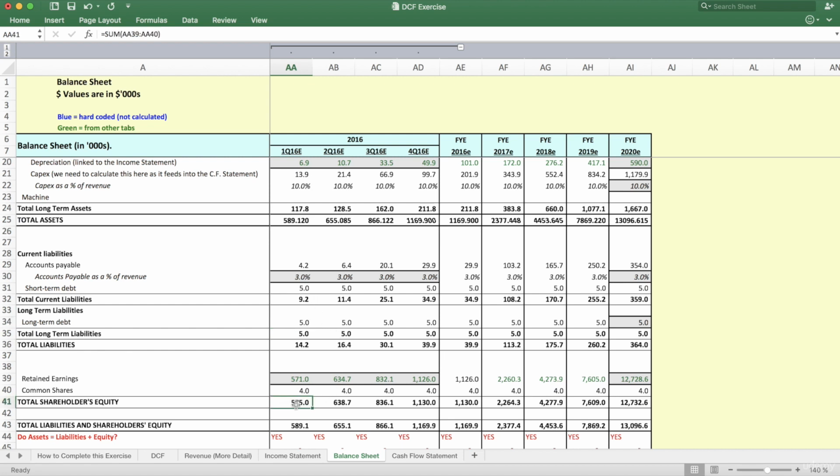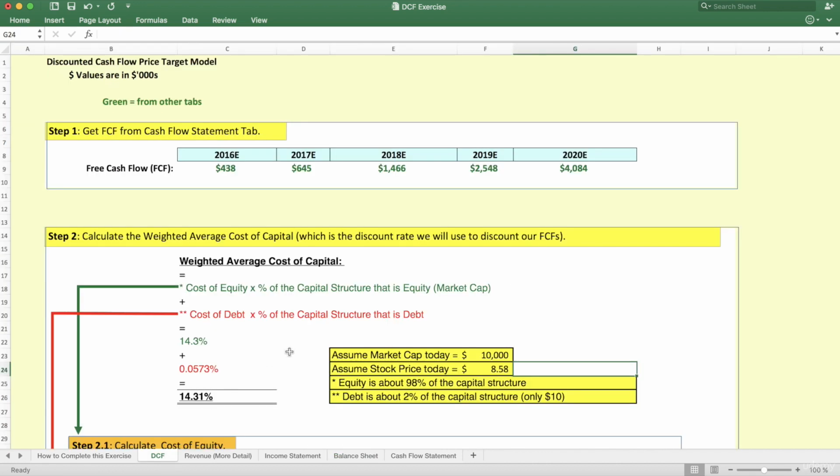Okay, wow, look at that. We have way more equity than we have debt. Actually, we have close to 98% of our entire capital structure is equity, right? And about 2%, or 1.7% to be exact, is debt. That's just 5 plus 5 divided by that plus 10. Okay, so let's look at the math here.